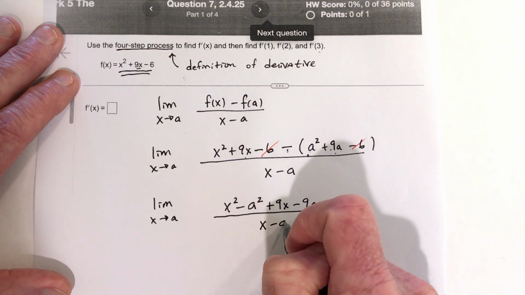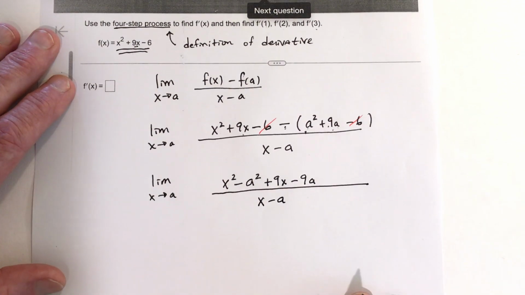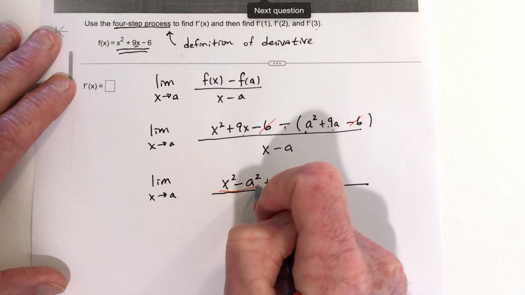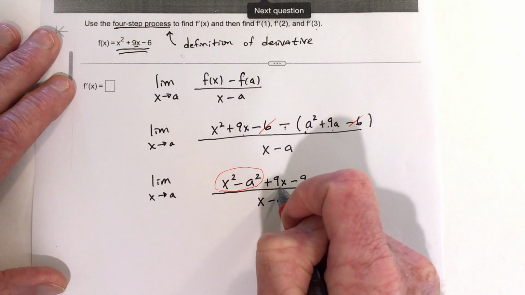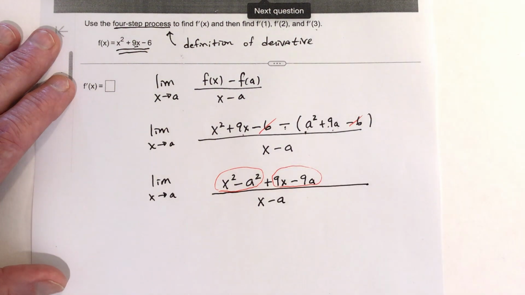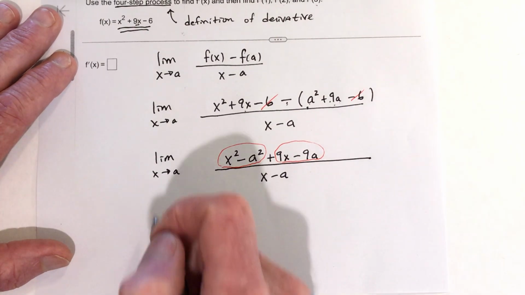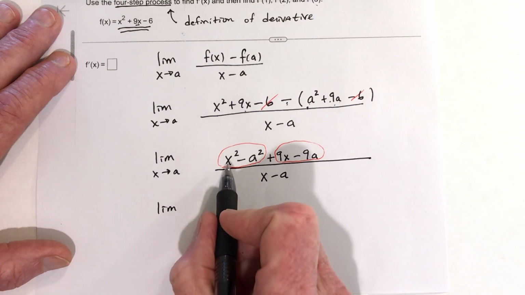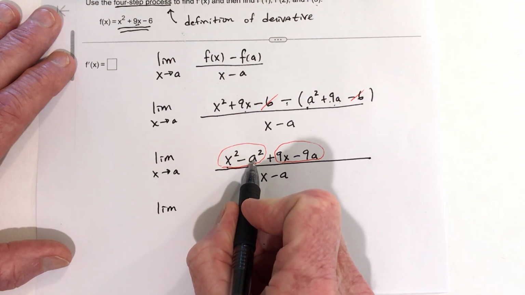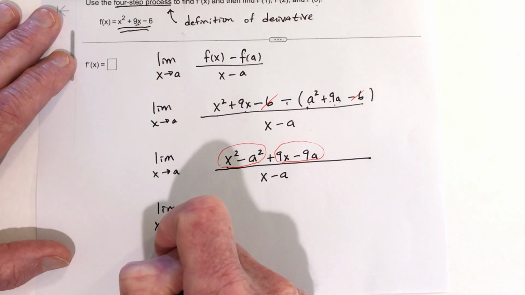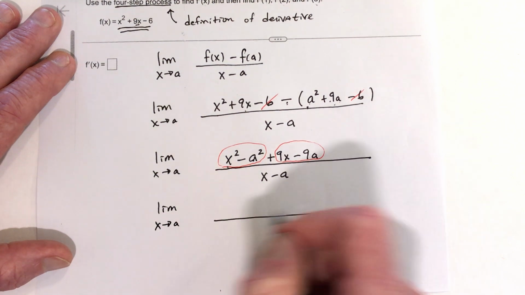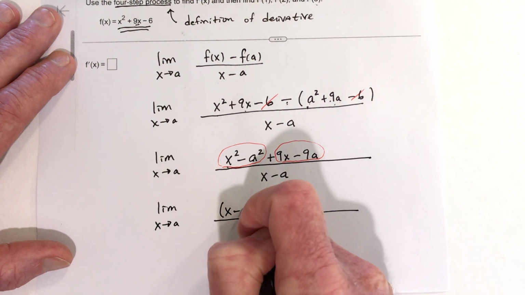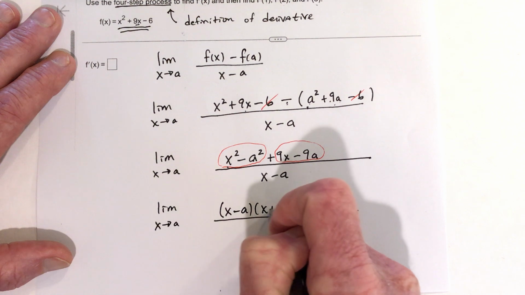And then we have just a couple more steps of algebra. So this is the factor by grouping part. So you group these together and you factor them. You group these together and you factor them. Well, the first one, x squared minus a squared, that's the difference of squares. So that can be factored as x minus a times x plus a.